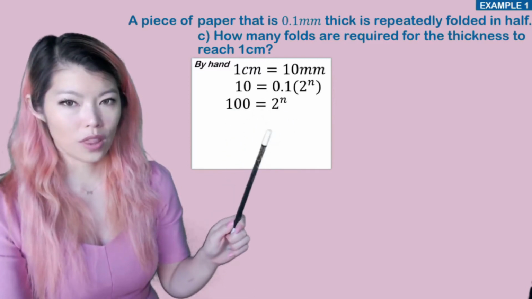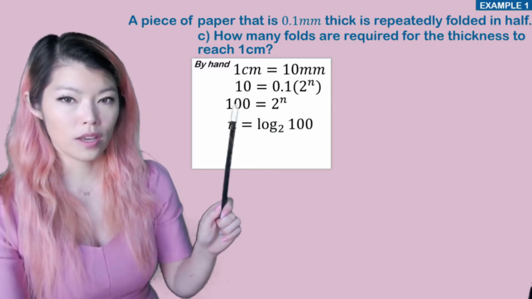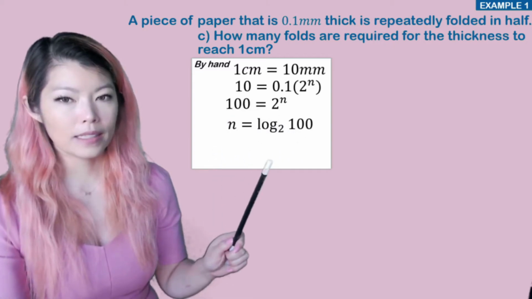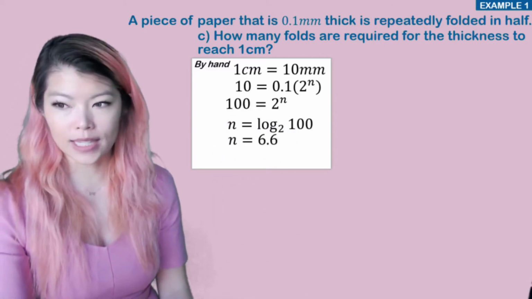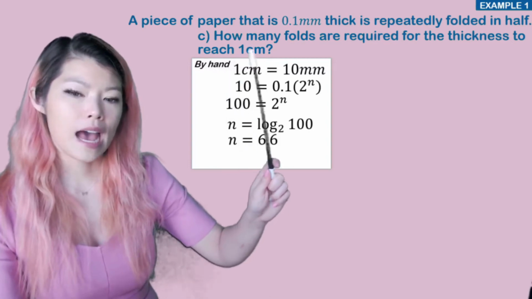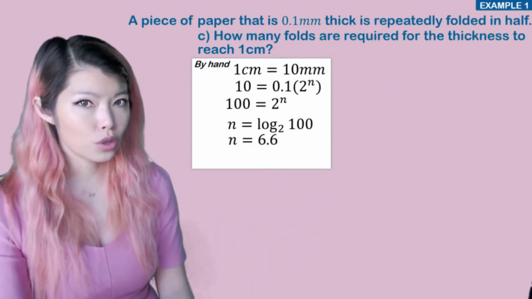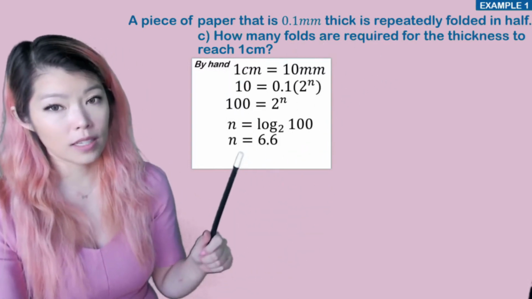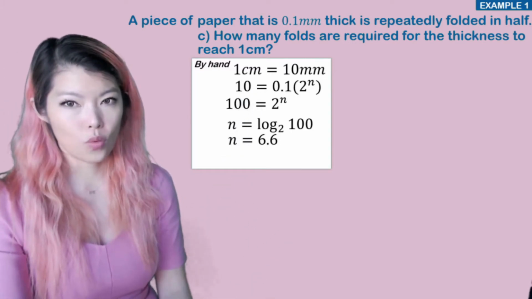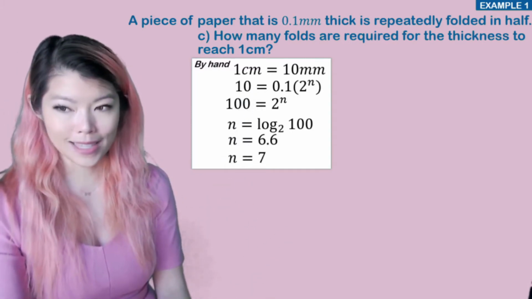And we know what to do there. We log base 2, 100 equals n. Plug that into a calculator and we get 6.6. But it's asking how many folds. So we always have to round up, because if we fold 6, we haven't quite reached 1 centimeter yet. So the answer is 7 folds.